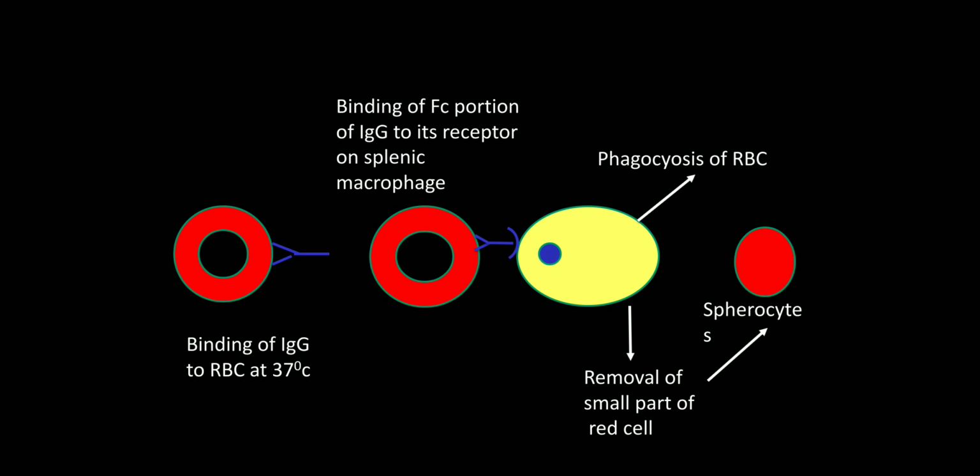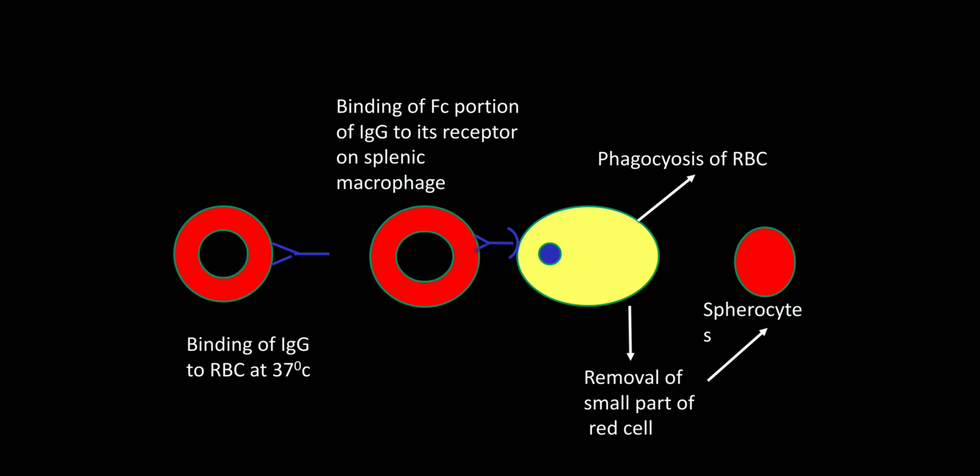What is happening here in warm antibody type of autoimmune hemolytic anemia? Here you can see that red one is the RBC. The RBC will have some antigens, okay, and that Y-shaped structure is an antibody. Antibodies or immunoglobulins are represented by that Y-shaped structure, and these IgG antibodies will bind to the RBCs at 37 degrees Celsius. And what happens to this antibody-coated RBC?